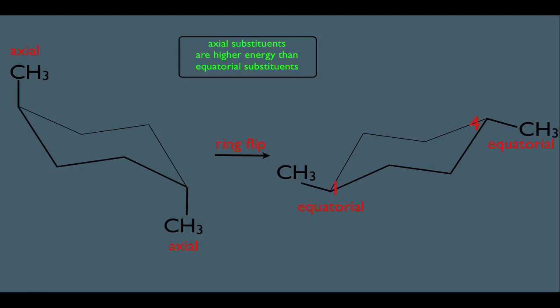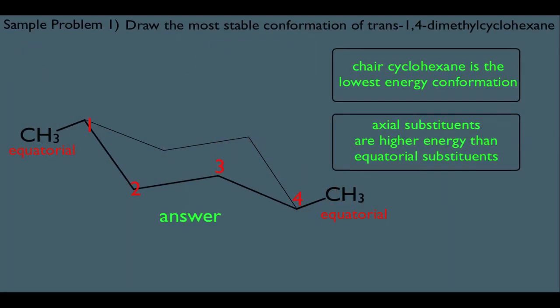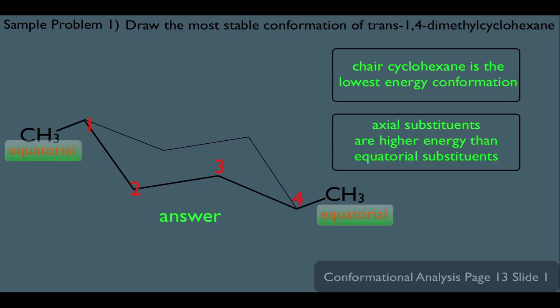However, time is of the essence on an orgo exam. That's why I recommend always putting the first substituent equatorial. So again, notice the relationship here from what we did before. What we got as an answer in our analysis was that the most stable conformation of trans 1,4-dimethyl cyclohexane happened to be that the methyls are 1,4 apart and that they're both equatorial. And again, with a substitution of 1,4.